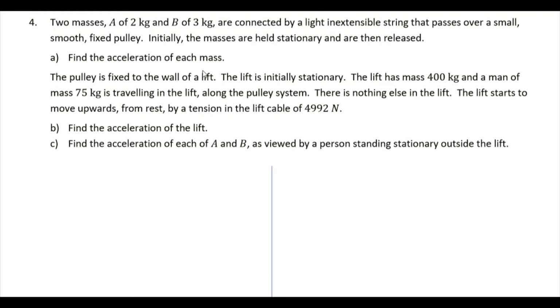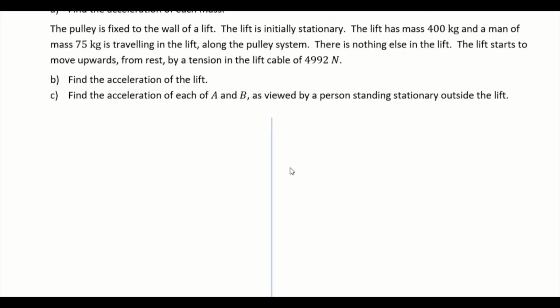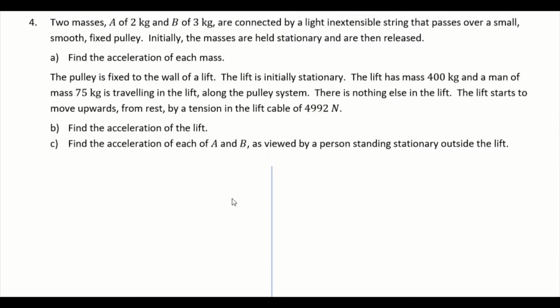All right, number 4. So you can see that I put a line here. I want to split it into like 2 columns so we can write in 2 columns, because I don't want to use an extra page for this single question.